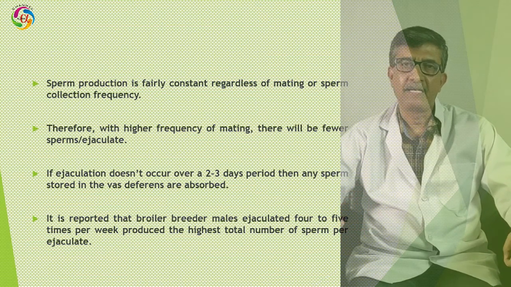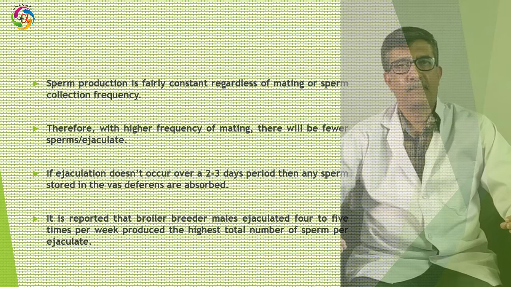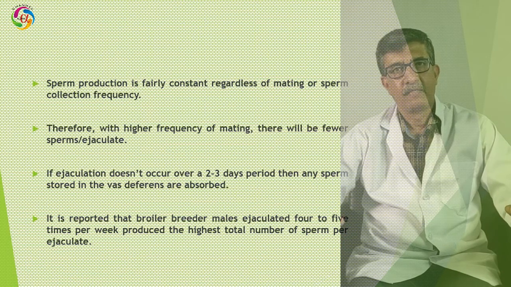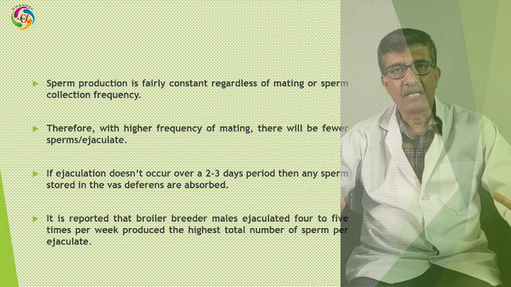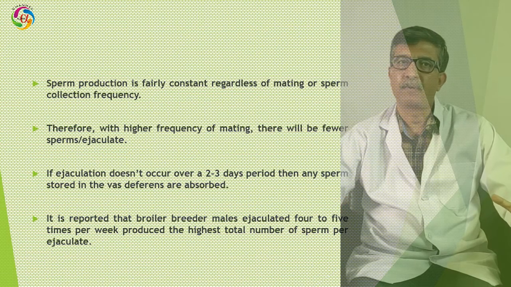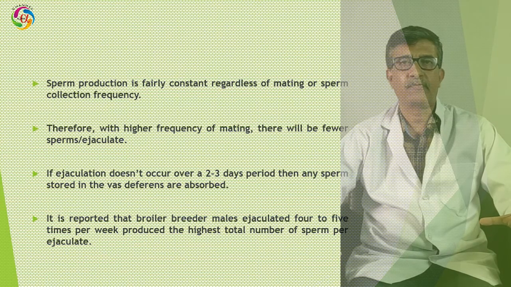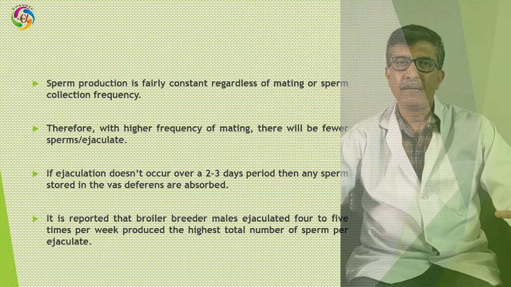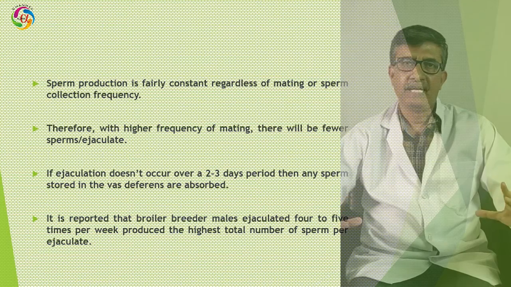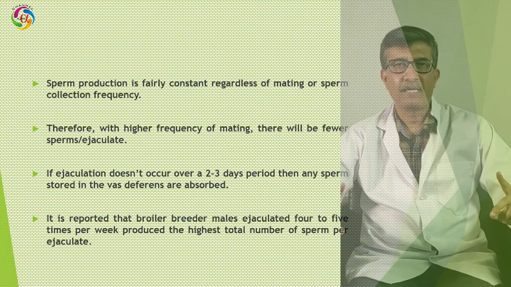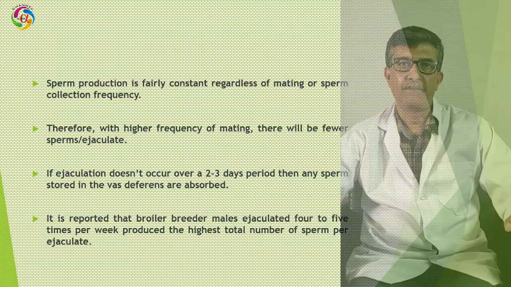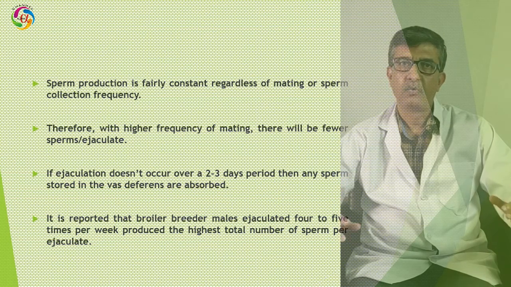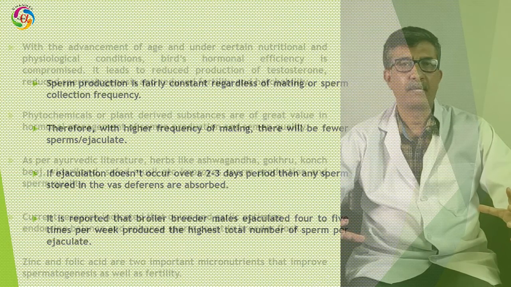It is reported that when broiler breeder birds' sperm is collected 4 to 5 times per week, we get the maximum number of spermatozoa. So this is a thumb rule. There is no specific scientific correlate, but it has been found that sperm should be collected 4 to 5 times per week to get the maximum number of spermatozoa.